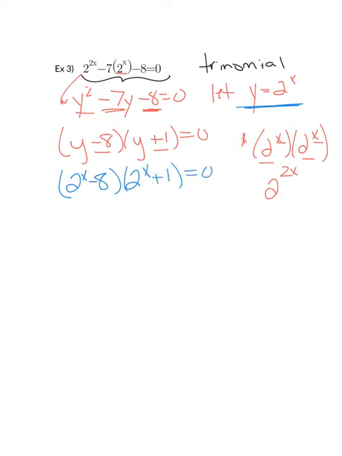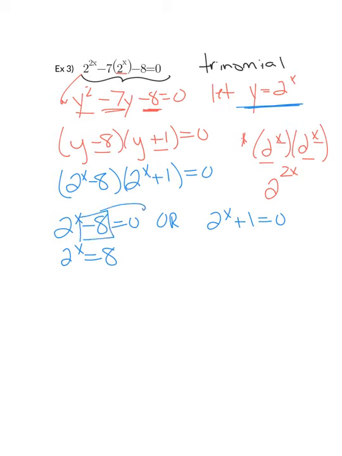Now, just like solving, we know that in order for this entire equation to be 0, we could have two things happening. We could have our first bracket equaling 0, or we could have our second bracket equaling 0. I'm going to solve these both separately. So I'm going to have 2^x equals a positive 8. I took this minus 8 and moved it to the right-hand side.